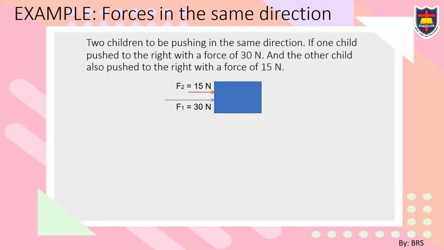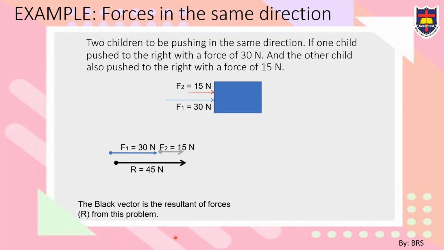Look at the picture. This is the box pushed by two forces, F1 and F2, F1 30 Newton and F2 15 Newton with the same direction. And the black vector is the resultant of forces or R from this problem. To find R, because F1 and F2 are in the same direction, so F1 plus F2, 15 Newton plus 30 Newton, so the resultant is 45 Newton, and the direction is the same with the direction of F1 and F2, toward the right.